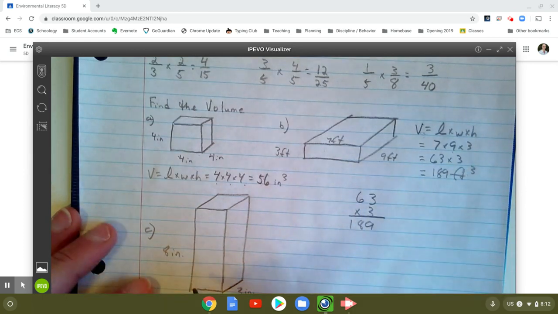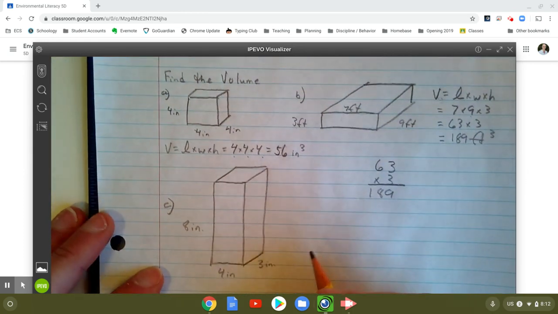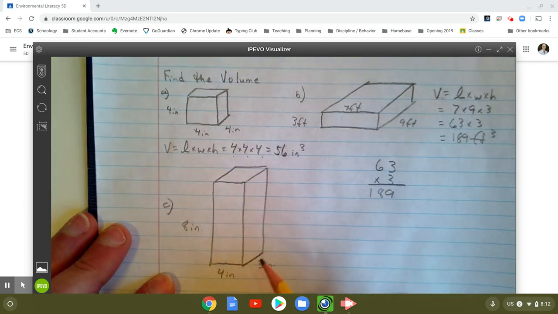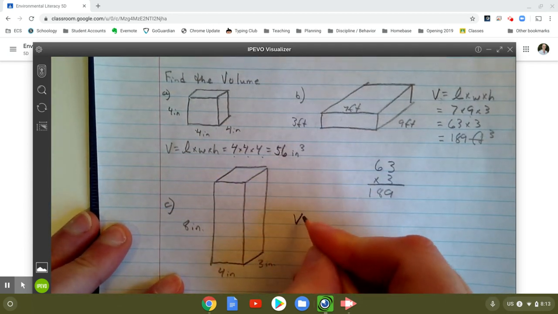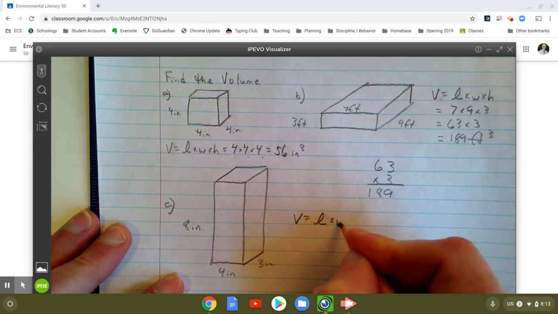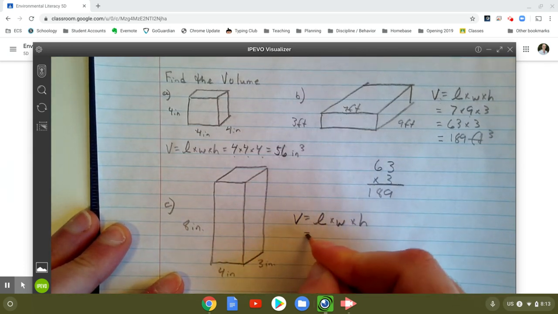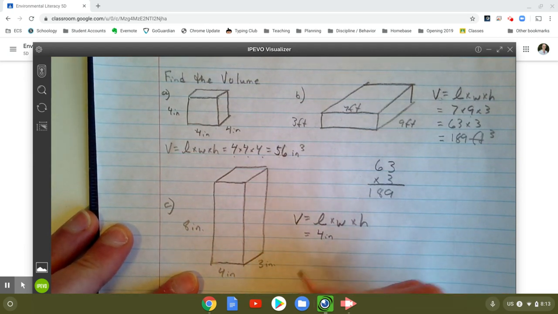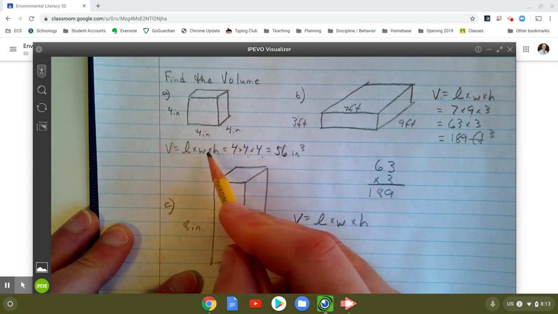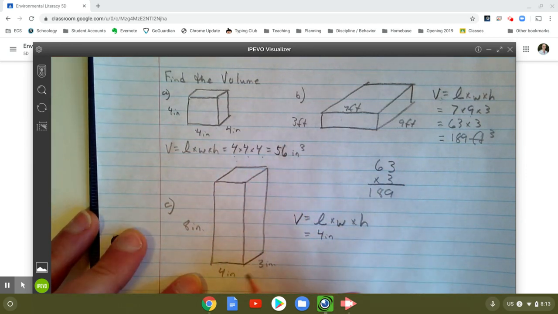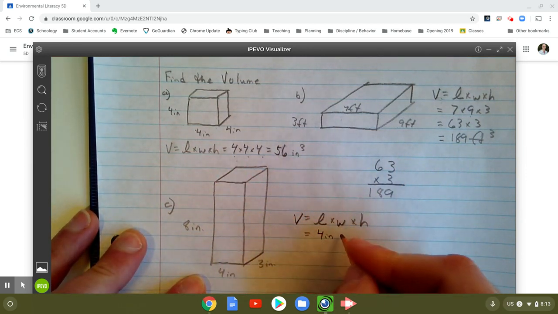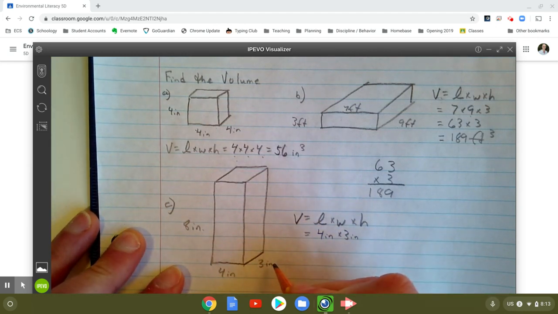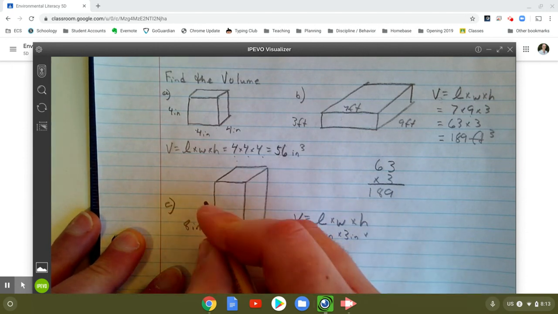Cubic feet. Okay, and then finally, a rectangular prism, nice and tall: 8 inches, 4 inches by 3 inches. Volume equals length times width times height. I should have been putting my units in there all along, but I forgot. So 4 inches times 3 inches. Length, 3-inch width, height, 8 inches.